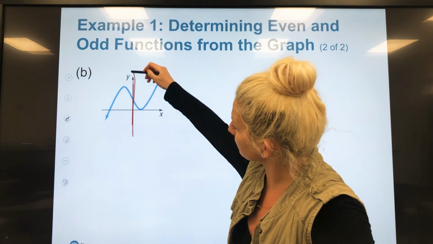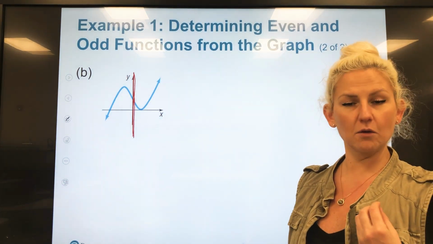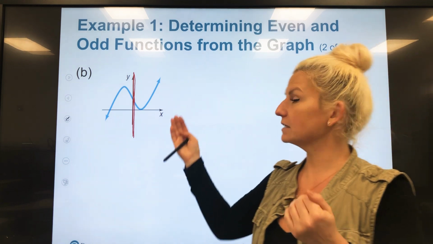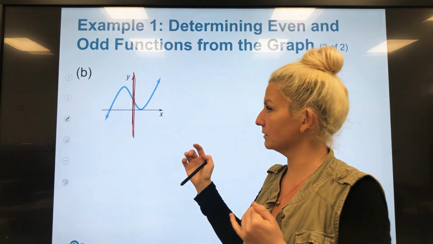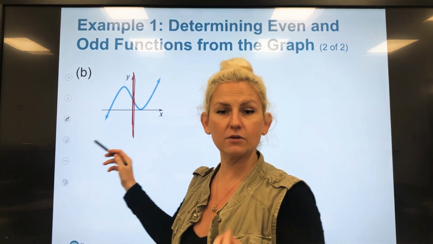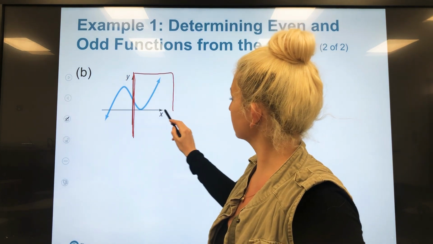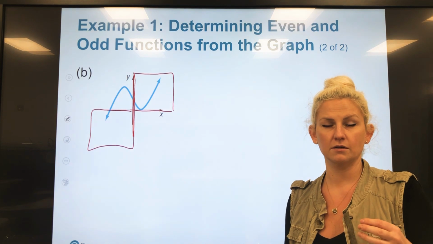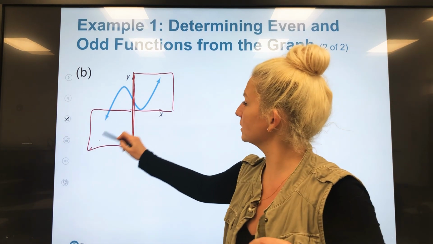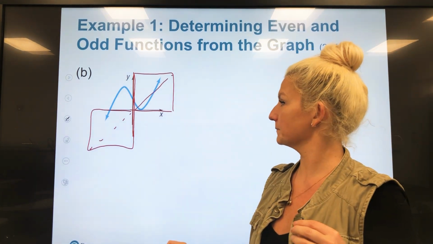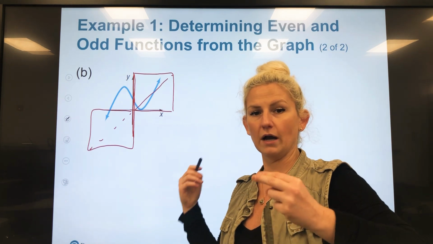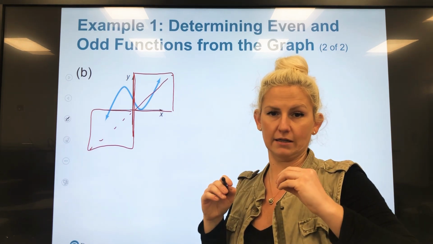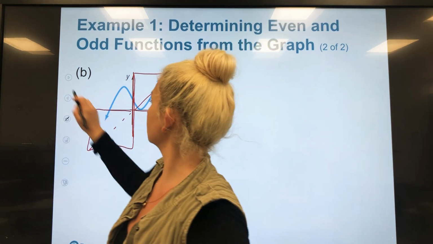Because if I were to fold it right there on the y-axis, it's not symmetric, right? It's not symmetric about the y-axis. It's not symmetric about the origin either. Look at my little trick that I showed you. Check the first quadrant, check the third quadrant. Okay? It is not symmetric about the origin. Your x's and y's are not the opposite signs. So this one is neither.